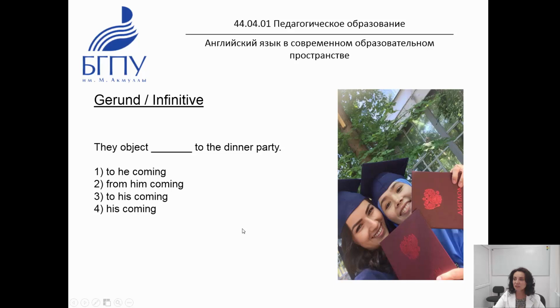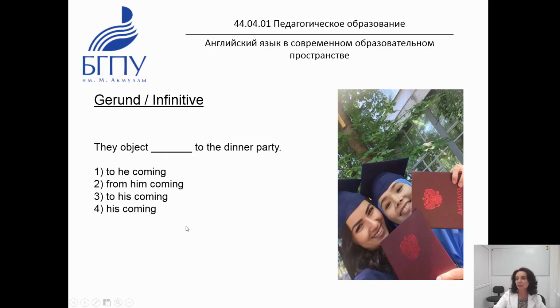And in this context, we do not mix up to like a particle, which introduces the infinitive, and to like a preposition, which introduces either a gerundial phrase or a nominal phrase. And with the verb to object, to, which is obligatorily used after this verb, is the preposition. Preposition means предлог. After a preposition, we can use either the gerundial form or the nominative form.